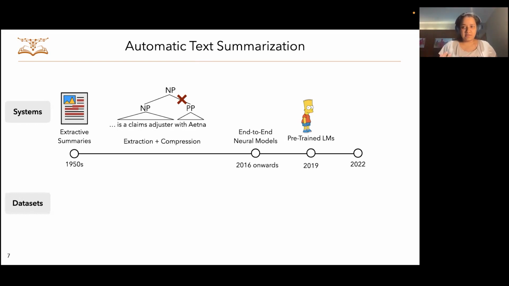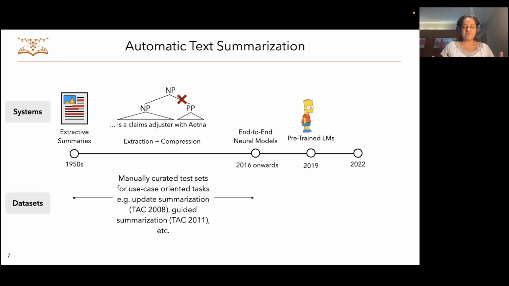Parallel to this, if we talk about datasets, before, the usual trend was to manually curate test sets for use-case oriented tasks. So in addition to a generic summary, there were also specialized tasks like update summarization, which was introduced in TAC 2008, or guided summarization, which was introduced in TAC 2011. But since 2016 onwards, when we started to train end-to-end neural models, we also needed a lot of data to train these models.